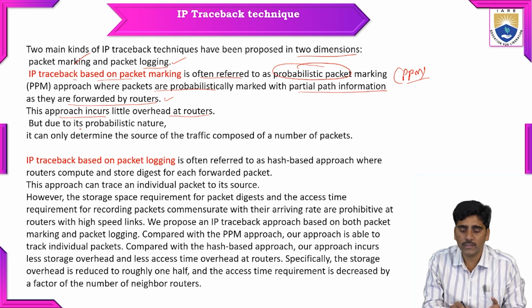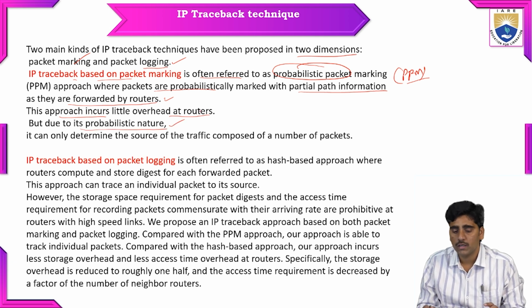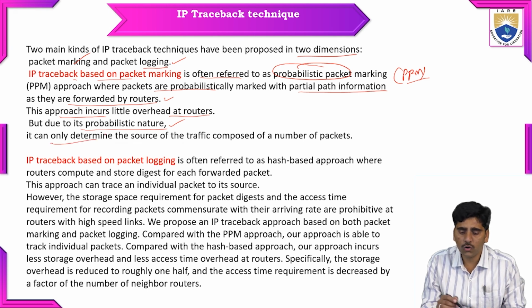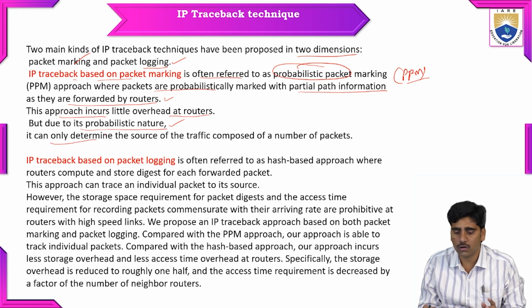But due to its probabilistic nature, it has to count the number of packets which arrive at the routers. If more packets arrive at the router, then the router has an overhead to count all those packets. So it can only determine the source of traffic composed of a large number of packets.